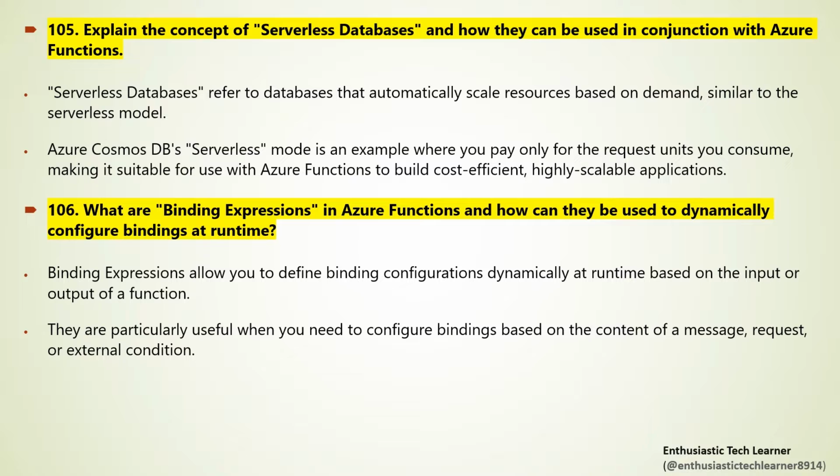What are binding expressions in Azure Functions and how can they be used to dynamically configure bindings at runtime? Binding expressions allow you to define binding configurations dynamically at runtime based on the input or output of a function. They are particularly useful when you need to configure bindings based on the content of a message, request, or external condition.